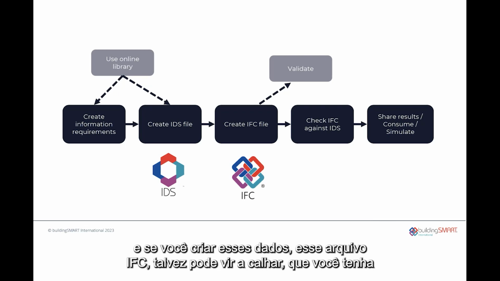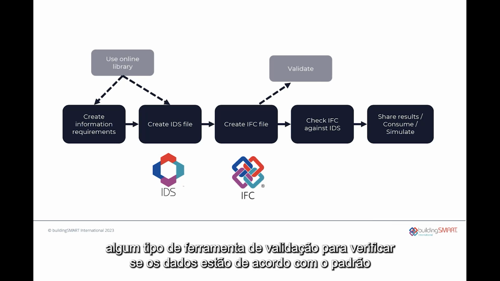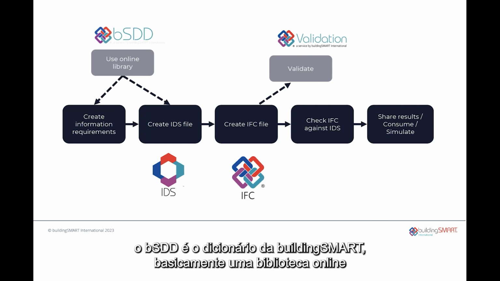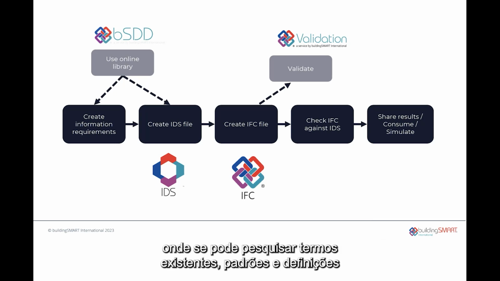And if you create this data, this IFC file, it might come in handy to have some kind of validation tool to check if the data is according to the standard. So buildingSMART, besides the standard, also has these services. The BSDD is the buildingSMART Data Dictionary. It's basically an online library where you can search existing terms and standards and definitions.